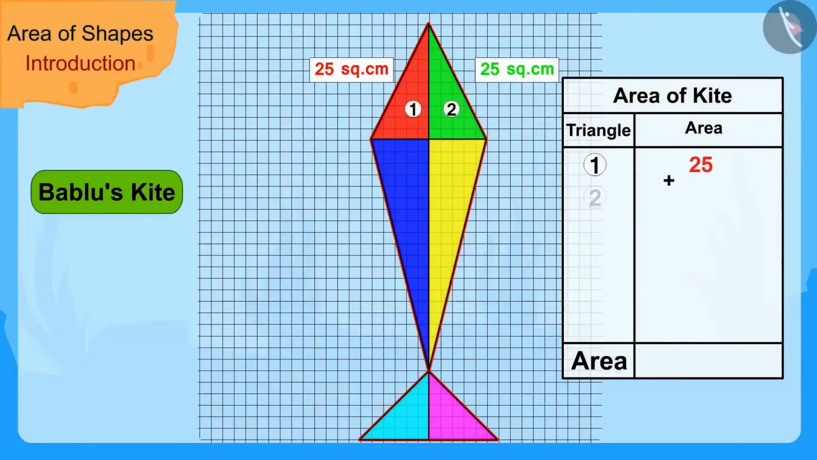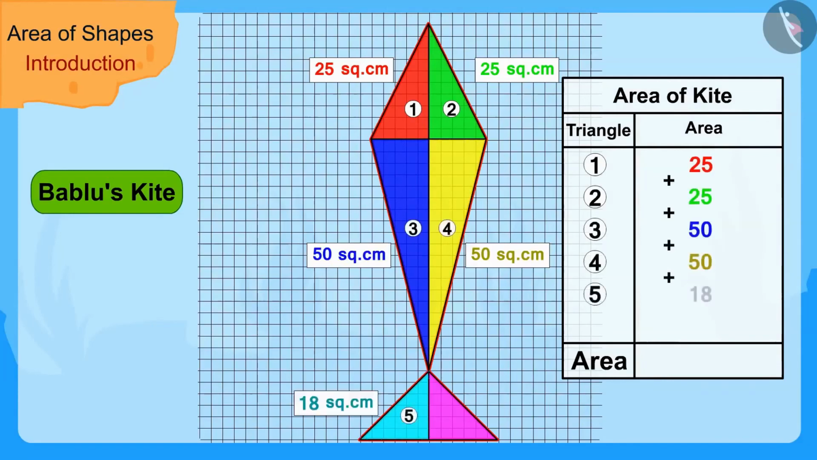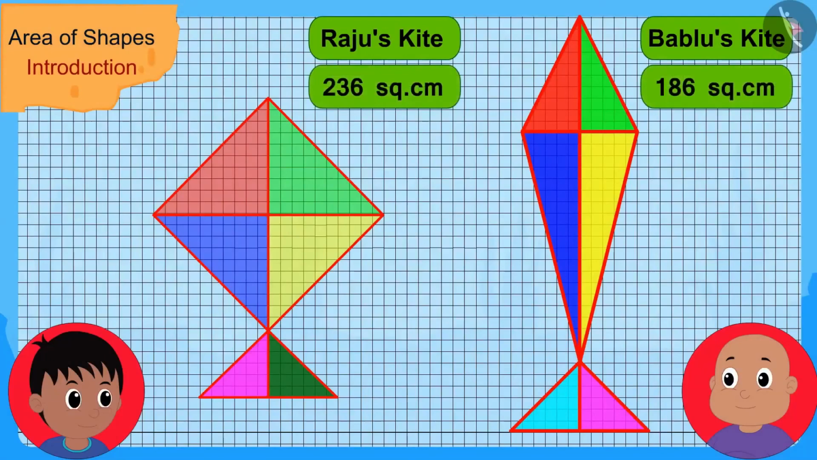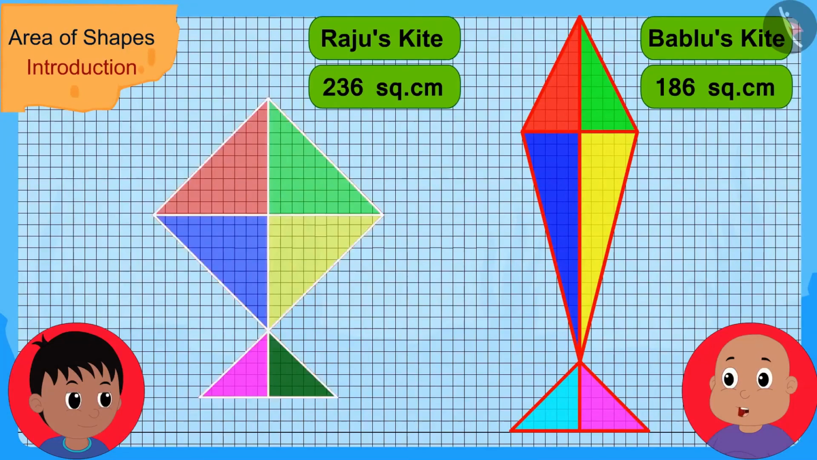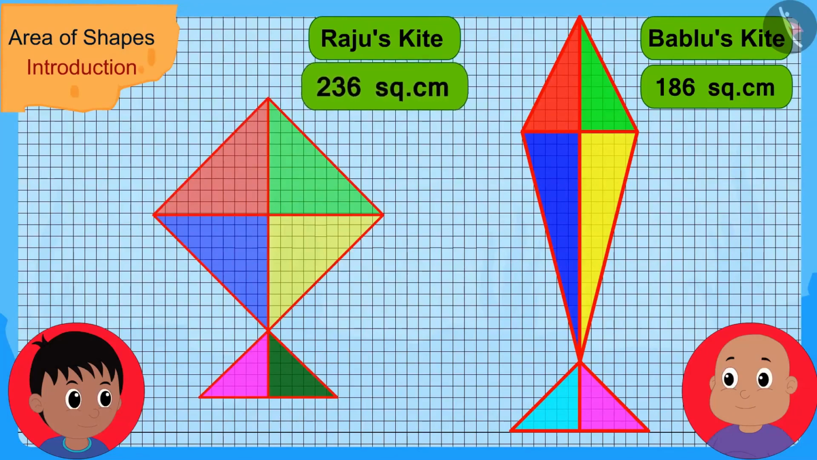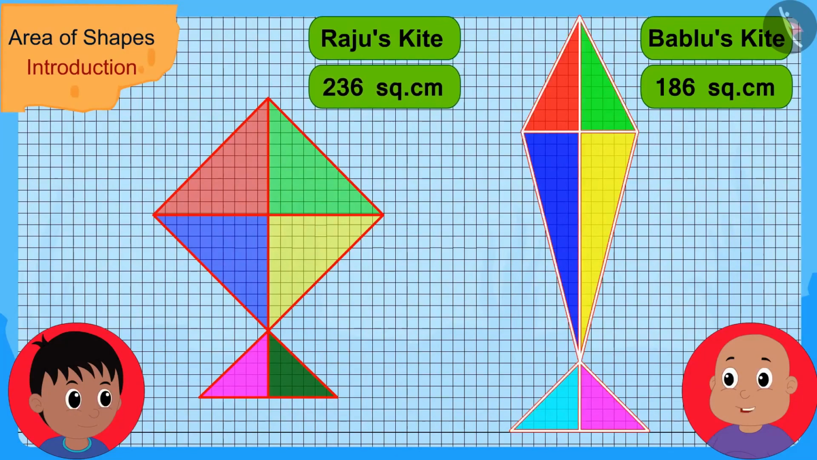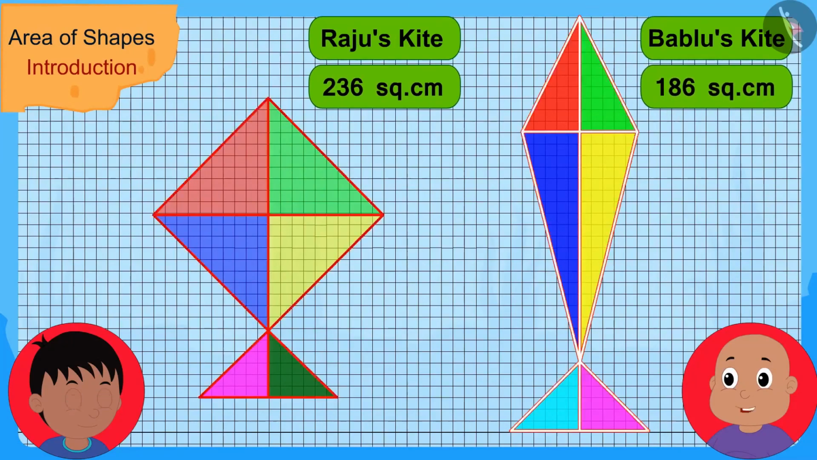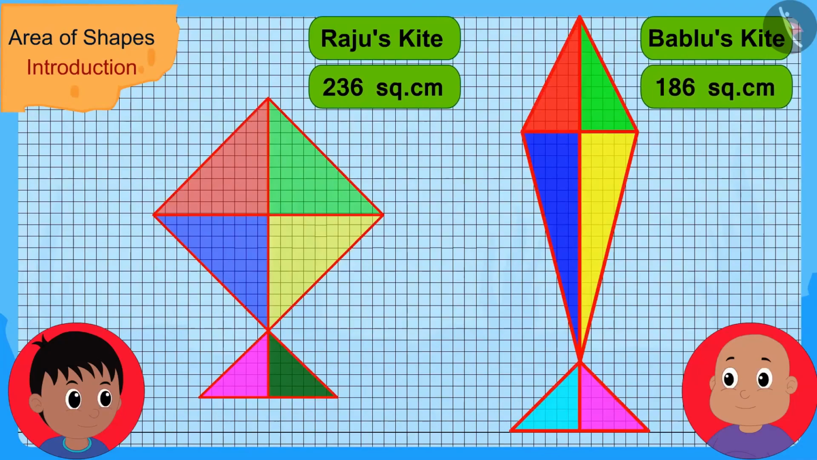We can find the area of Bablu's kite in this way. Bablu's kite has an area of 186 square centimeters. Raju also found the area of Bablu's kite just like you. Yes, Raju, you are right. Your kite's area is 236 square centimeters and my kite's area is 186 square centimeters. So your kite is bigger than my kite. Bablu told Raju.